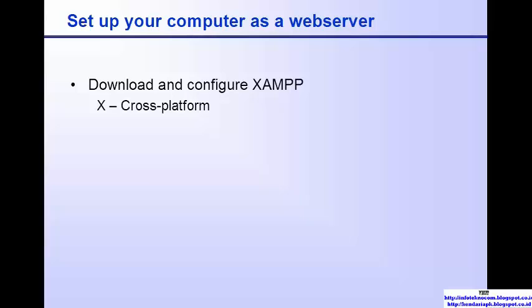XAMPP is an acronym. The X stands for cross, as in cross-platform, meaning that it runs on a variety of operating systems: Windows, Linux, Mac OS and Solaris. The A stands for Apache, which is the web server underpinning the installation. Apache is the world's dominant web server, powering over 100 million websites globally, more than any other web server.